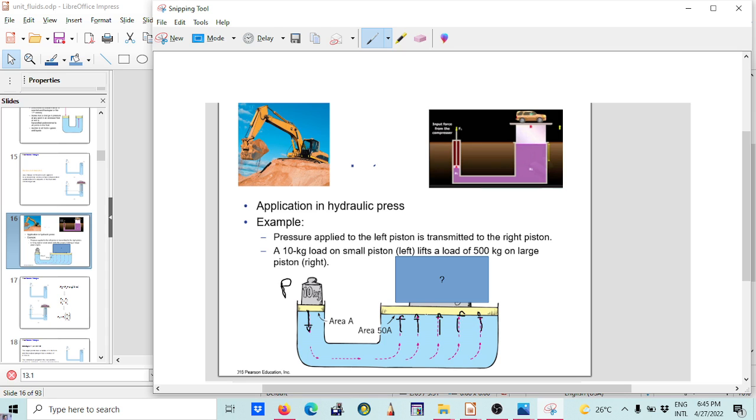And all over, and of course it's going to be in 2 dimensions. So here the area is multiplied by 50. What do you think the force is going to be here compared to there? So remember, the pressure by definition is the force divided by the area, and the pressure is the same.